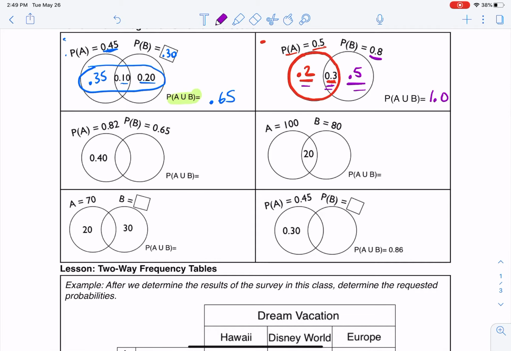All right, for this next one, we're told that the probability of A is 0.82, and the entire probability of B is 0.65. Now we're given this portion here. So 4/10 is equivalent to this portion of the circle. So to find out what that intersection is, I know that 0.82 is equal to 0.4 plus whatever the intersection is there. So that means that intersection has to be 0.42. Let me erase this so maybe it's a little clearer.